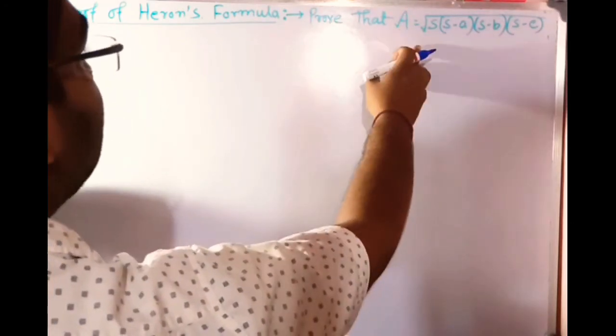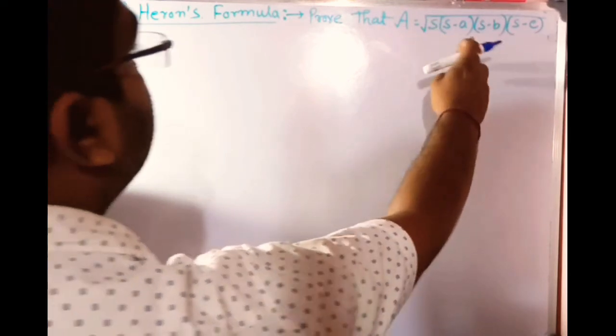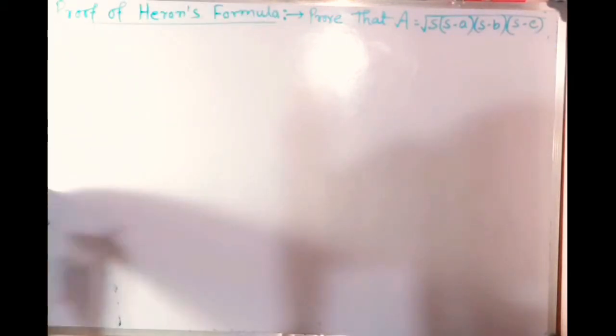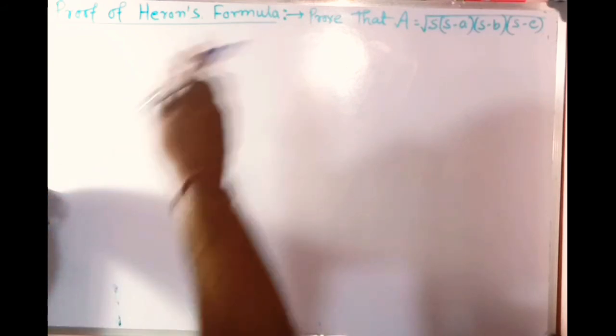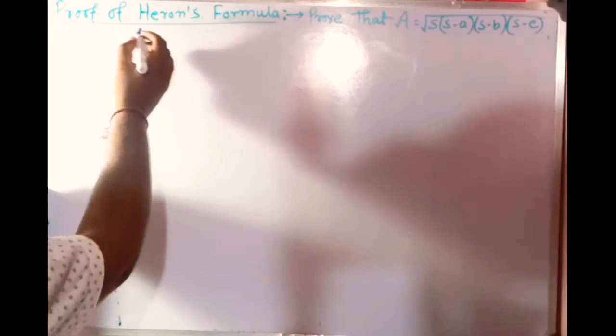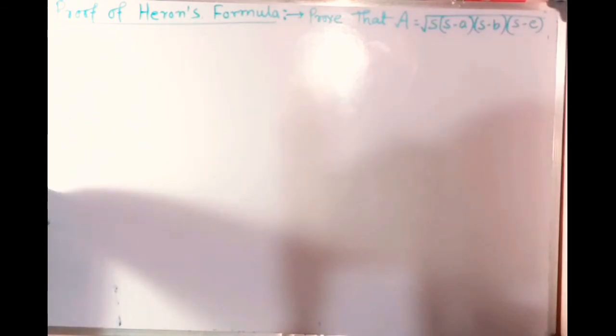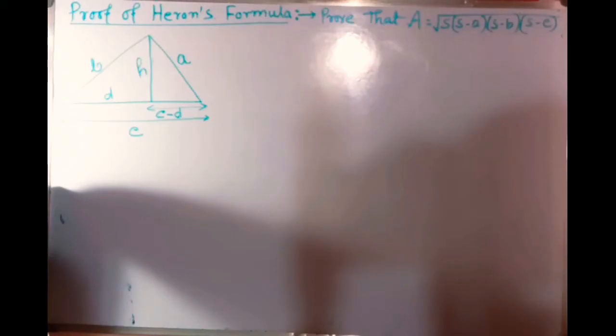area of a triangle, is equal to root over of s into s minus a into s minus b into s minus c. Understood? Where A is the area of the triangle. Now for that we have to draw one picture. First we are drawing the picture. So for proving that we have to focus mainly on that picture.